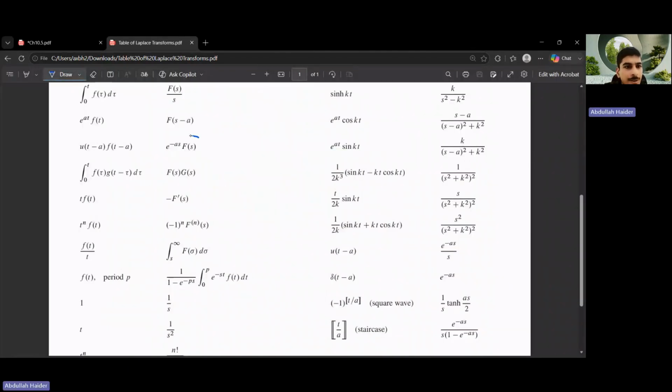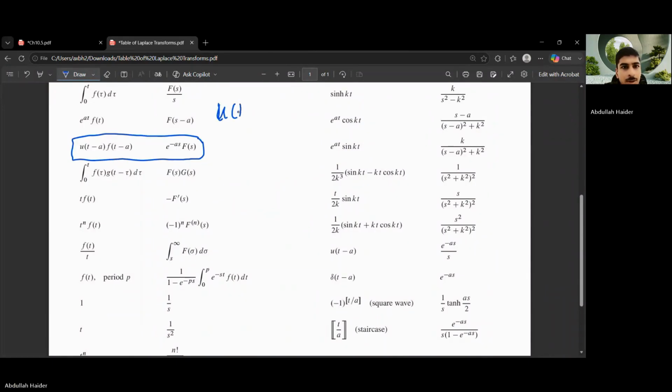So then again, we'll be using this to find our Laplace transform. So u(t minus 5), 3 plus (t minus 5). This is our a, this is our f(t). And so basically it's matching what we need to find our Laplace. So our a is 5, and your f(t) is 3 plus t.